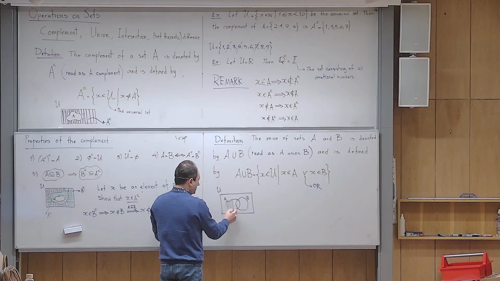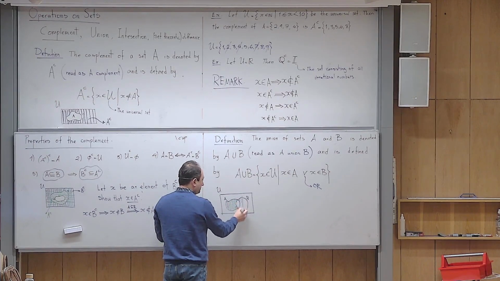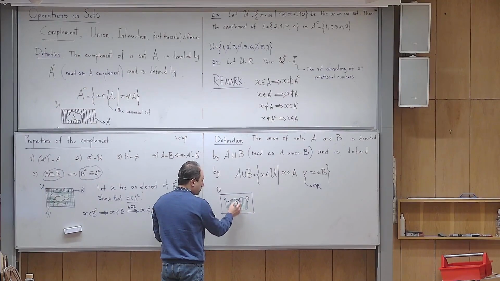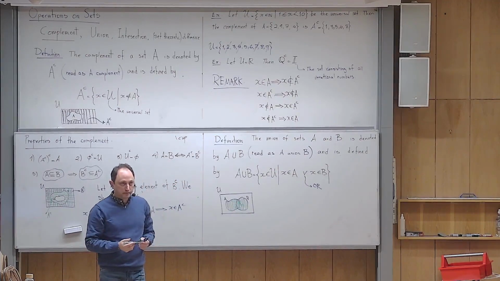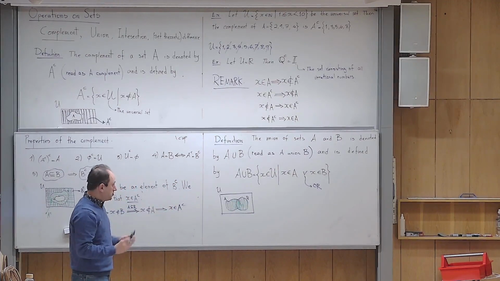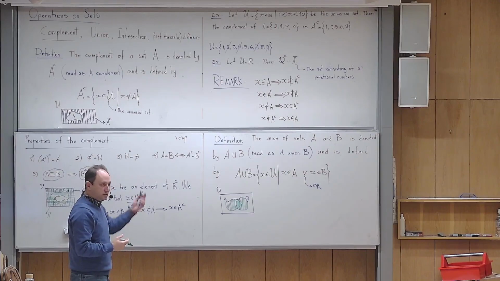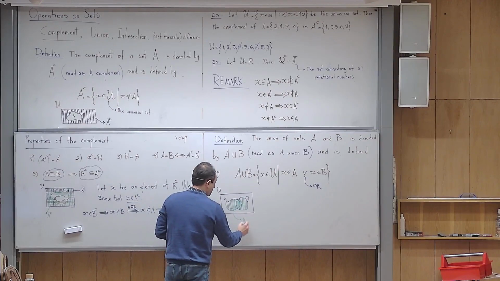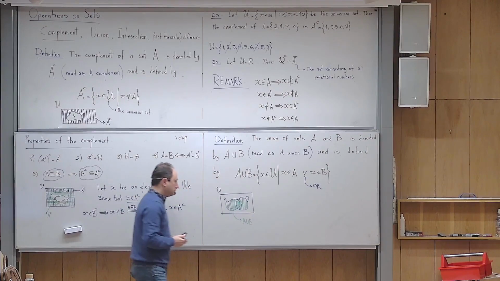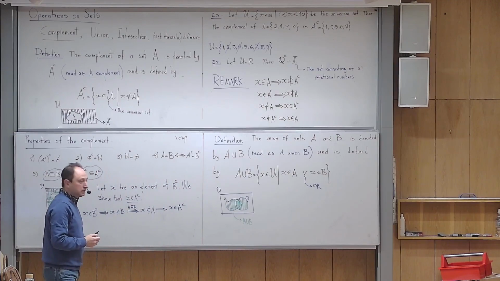Yes, because these are the ones which are contained only in A. Is this part acceptable? Yes, because they are also belonging only to B. But this part is also acceptable because it belongs to both of them. So this green region is a representation of the union of these two sets. So this one is A union B.